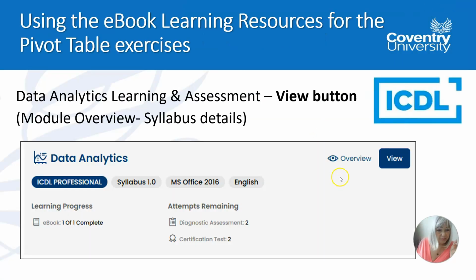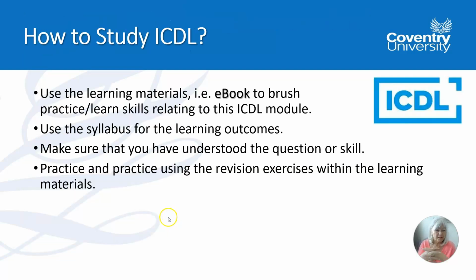So you know your learning outcomes, you know how to get to your eBook learning resources, and today we're going to concentrate, remember, on pivot tables, but all the resources are there as you work through the eBook as you need to. So how do we study ICDL then? You've got your learn materials through your eBook, and you're going to practice or learn skills relating to the ICDL data analytics module. You're going to use the syllabus to look at your learning outcomes, and as an exercise you could tick off some of the things that you feel quite confident about, and that way you can tailor the learning materials to meet your needs.